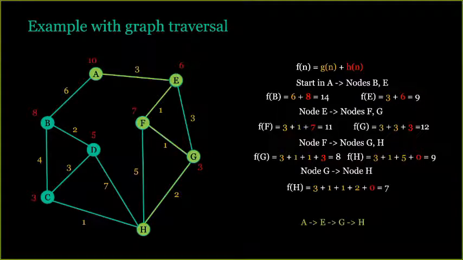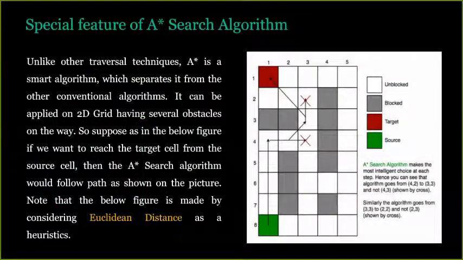As mentioned before, this algorithm has a lot in common with Dijkstra's algorithm, which I think is better known among you. So you might ask, what is so special about this algorithm, and why should I choose it instead of the well-known Dijkstra's algorithm? The special feature of the A-star search algorithm is that it's a smart algorithm, and that actually separates it from other conventional algorithms.